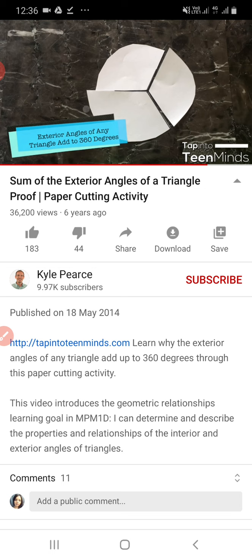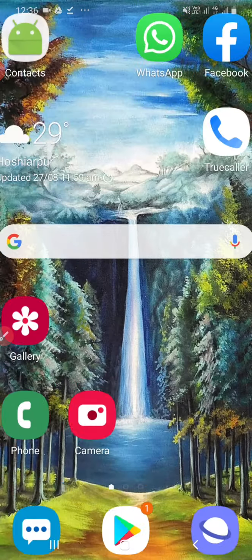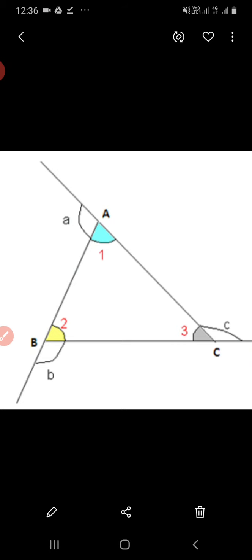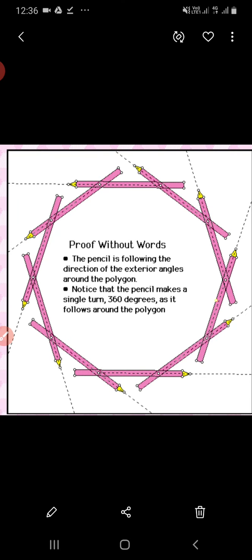From this video it is clear that if we join the exterior angles of a triangle, they form a single turn of 360 degrees. A single turn means a circle, and the central angle of the circle is 360 degrees. We can also do an activity if you want to know the sum of exterior angles of polygons other than triangles.